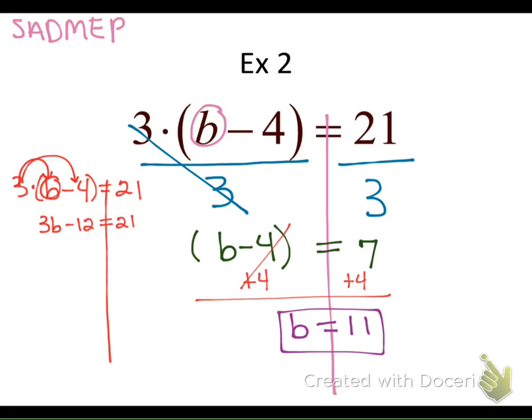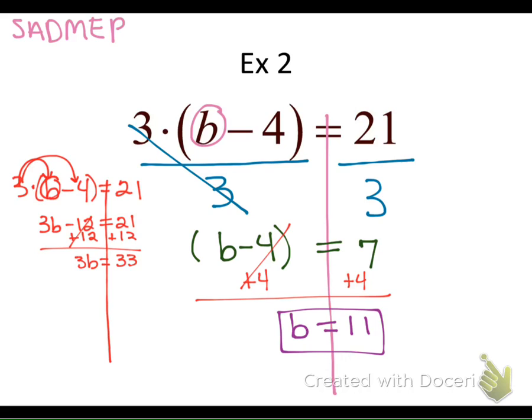So according to SADMAP, what number am I going to get rid of first here? The negative 12, because subtraction is my S, my first. So the opposite of subtracting 12 is adding 12. Whatever I do to one side, I do to the other. I show that that cancels. I bring down my 3b equals 21 plus 12, 33.